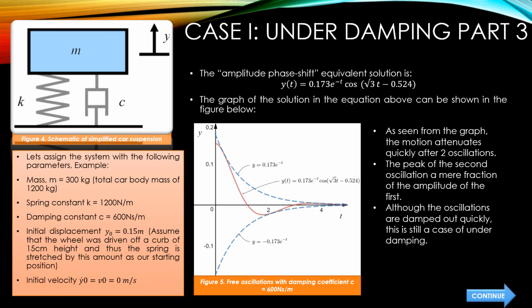So we turn the particular solution into an amplitude phase shift solution so we can easily plot it on the graph. When we plot it on the graph, you can see over here that this is the behavior for underdamping. As seen from the graph, the motion attenuates quickly after two oscillations, and the peak of the second oscillation is a mere fraction of the amplitude of the first. Although the oscillations are damped out quickly, this is still a case of underdamping.